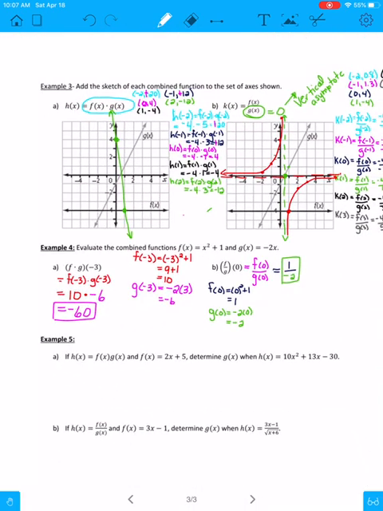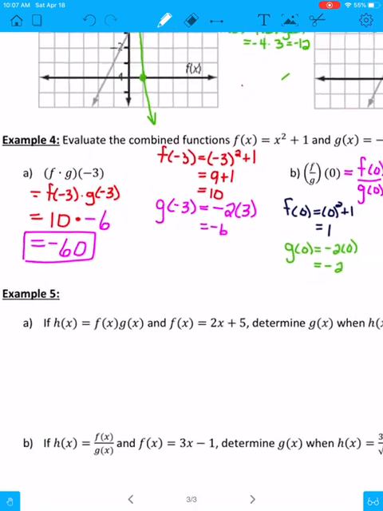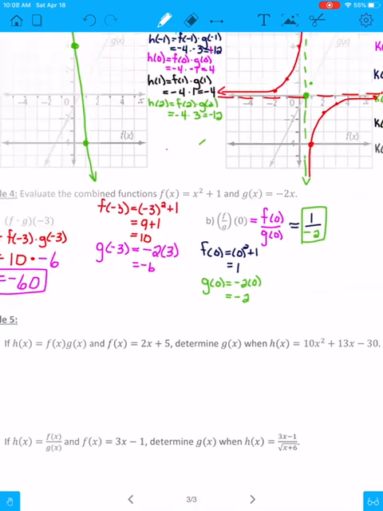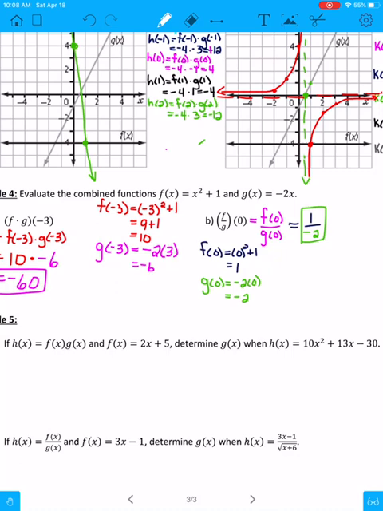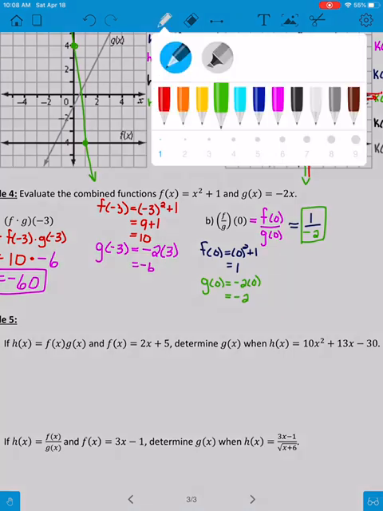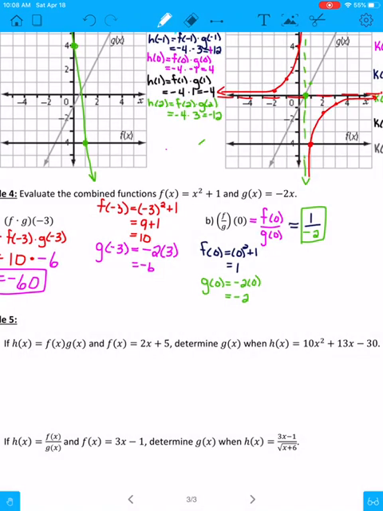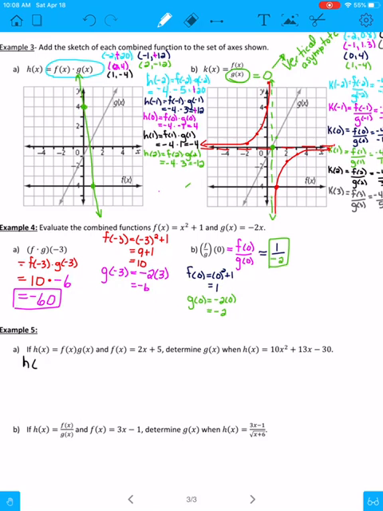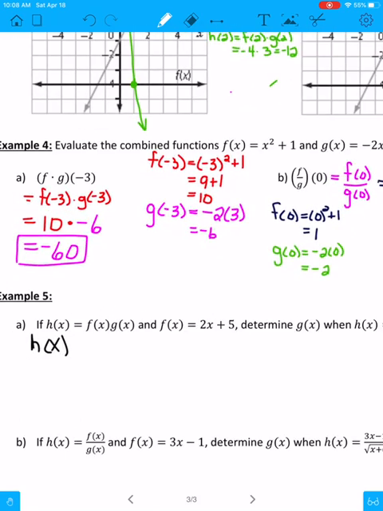And then the last thing they could do is they could give you a function, h of x equals f of x times g of x, and f of x equals 2x plus 5, and they want you to find g of x when they actually give you the answer. They give you h of x. So we did this at the end of the last one. So we just fill in. H of x equals f of x times g of x. I'm just going to rewrite it for myself.